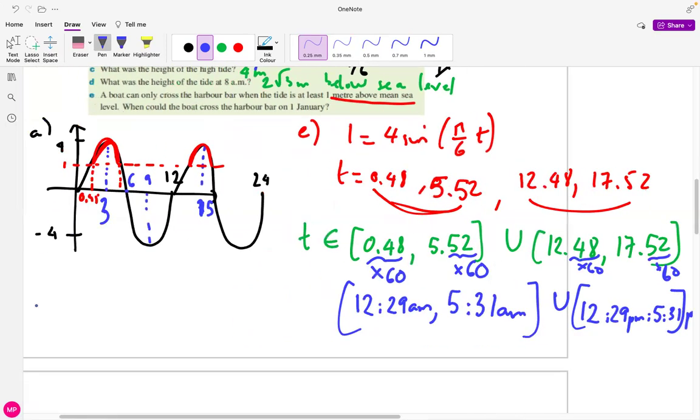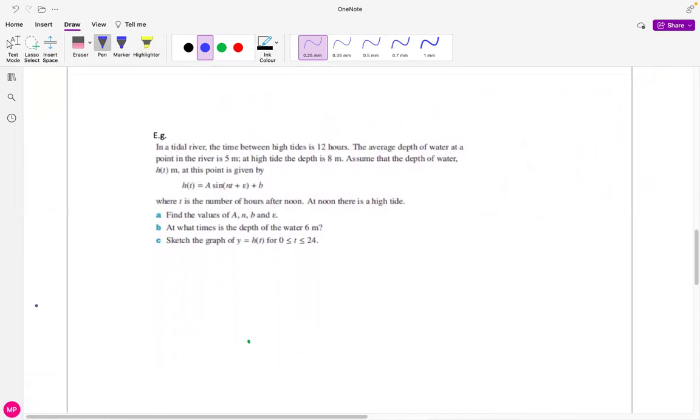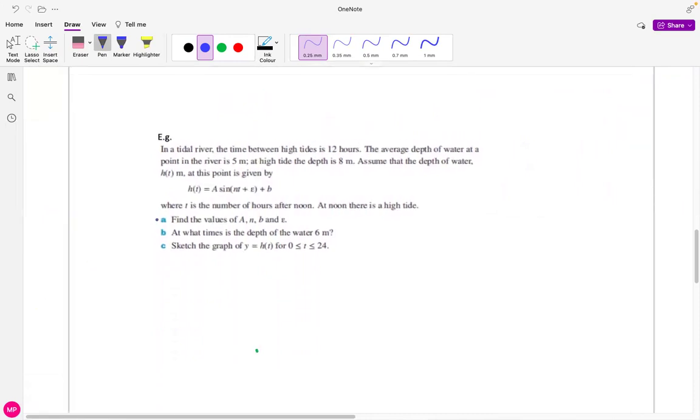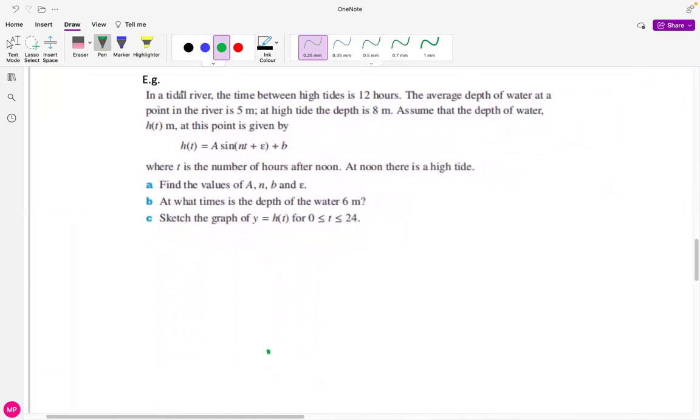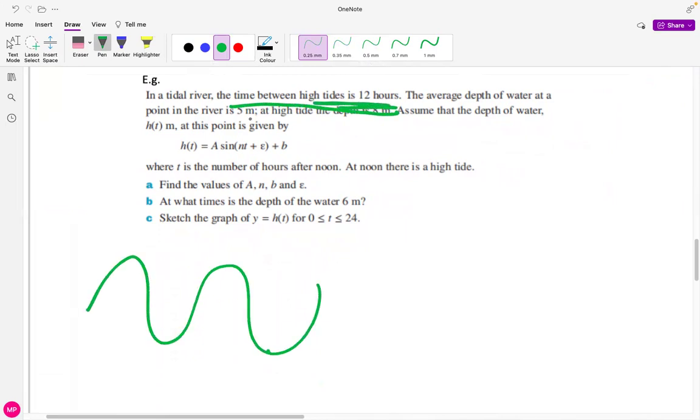Right. The last question is we're going to talk about how to find the equation if they give you some words like that. Now, in the tidal river, the time between high tide is 12. So what can you get from this information? So think about a tide like this, and they're telling you that between high tide, the time here is 12 hours. So pretty much this is a period. So they're telling you that the period is 12.